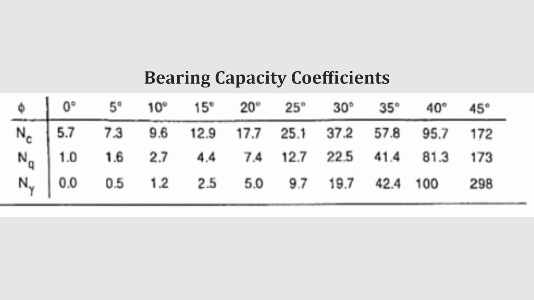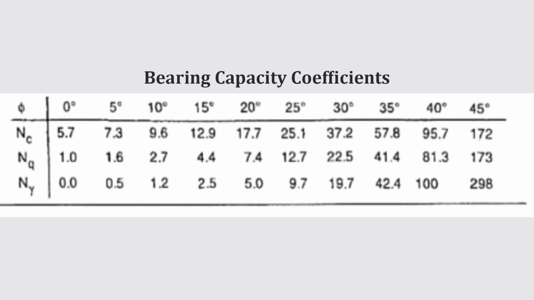So we don't have 32 degrees. Hence, we are going to carry out interpolation to determine the value of NQ, the bearing capacity factor for 32 degrees. So before and after 32, we have 30 degrees and 35 degrees. For 30 degrees, we have our NQ to be given as 12.7. For 32 degrees, we have our NQ, which is what we are looking for.